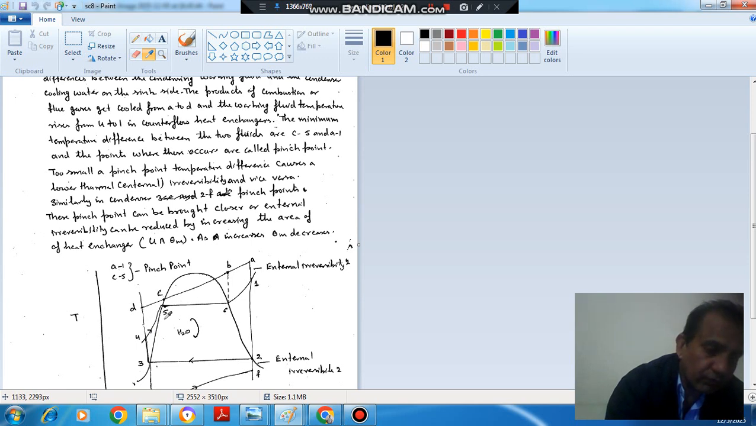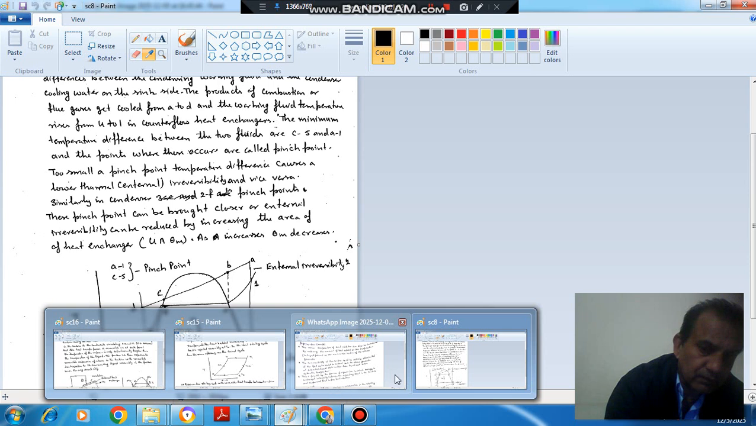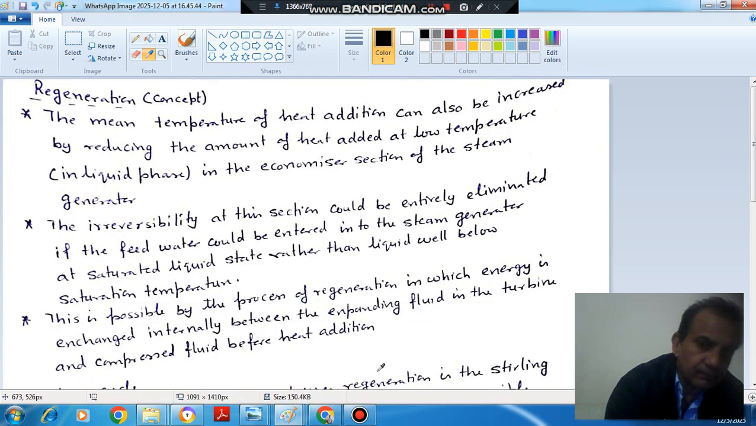So if we are able to reduce or eliminate this irreversibility, then the mean temperature of heat addition would be determined by this part. So the mean temperature of heat addition will increase, which means the efficiency will increase. That is the concept of regeneration.